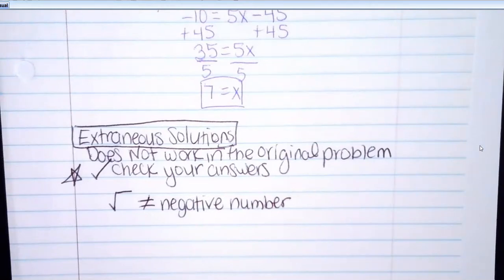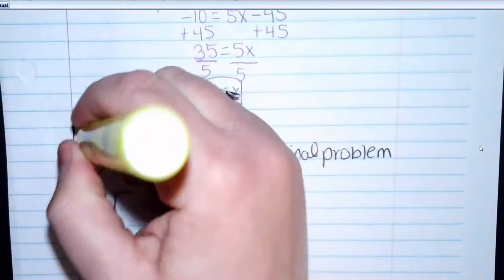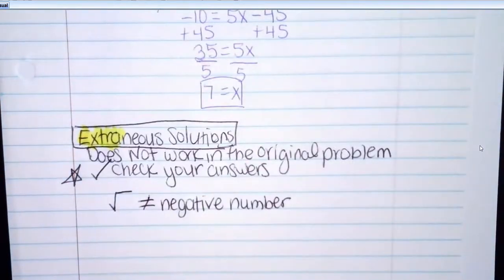Basically the definition of an extraneous solution, and you will see the word "extra" literally in the word extraneous. So extra solution is what that is. An extraneous solution just means that you've done everything totally right algebraically, but your answer doesn't actually work in the original problem.